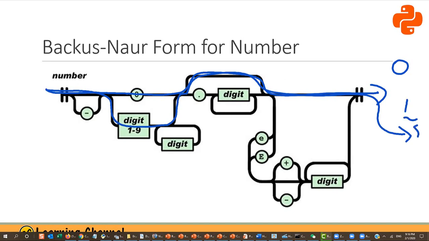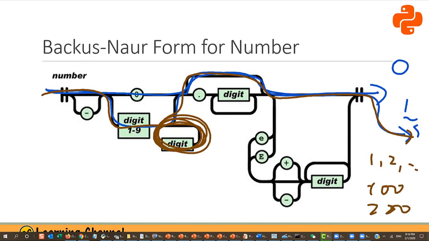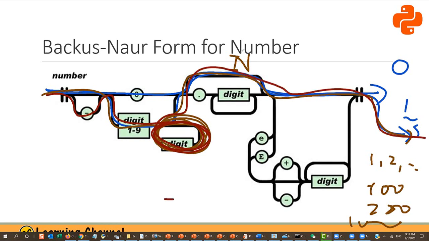Or you can have a loop coming to here, repeat several times, and then get out. That's an integer. It gives you 1, 2, 3, 4, 5, 100, 200, 1,000. Any integer would be this one. Actually, a natural number would go this way, and the blue one is for zero. And you may have negative numbers. A negative number will go this way, come to here, repeat several times, get out. That is negative integers.